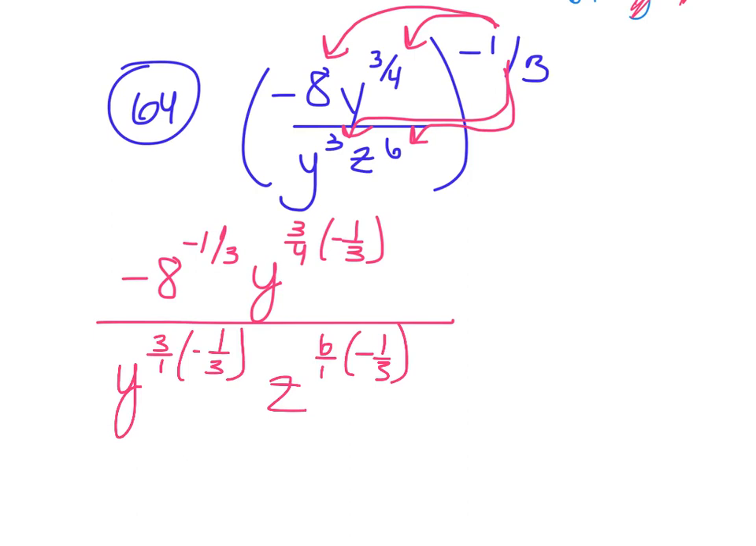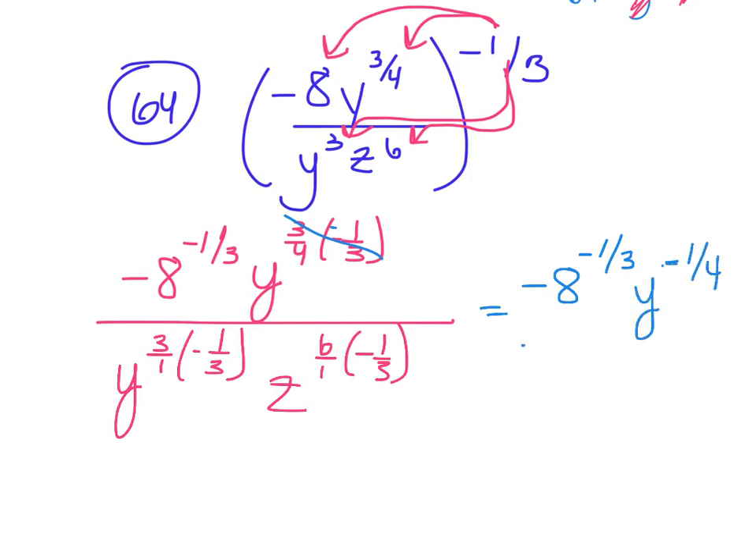So don't worry about the numbers right now. We can simplify that in a second. Just keep negative 8 to the negative 1/3. Then if I look at my y in the numerator, if I have 3 over 4 times negative 1 over 3, what happens to those 3's? They cancel, so I'm left with negative 1/4. Do you guys see that?